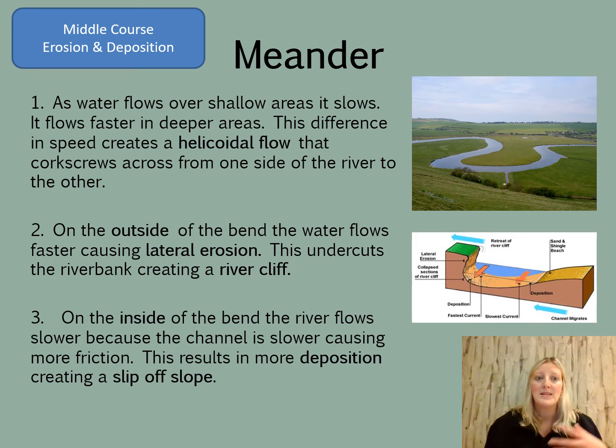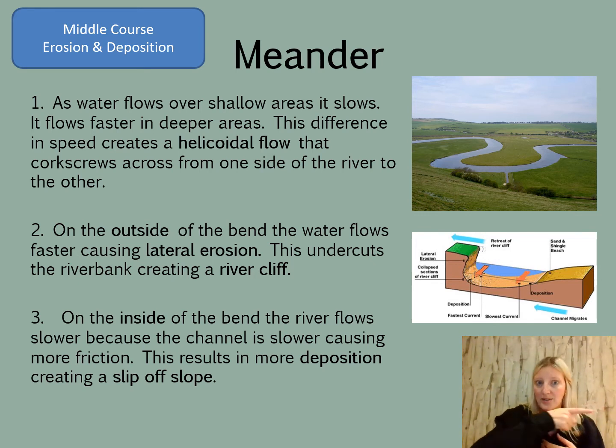They form as water flows over areas of different depths, and where it gets slightly more shallow, the water starts to slow down. As it goes over a deeper part, it gets faster again, and the difference in speed creates something that we call a helicoidal flow. Essentially it's a circular spiral flow within the river, and that corkscrews, moving from one side of the river to the other, and we believe that's what starts to cause the process of meanders forming.